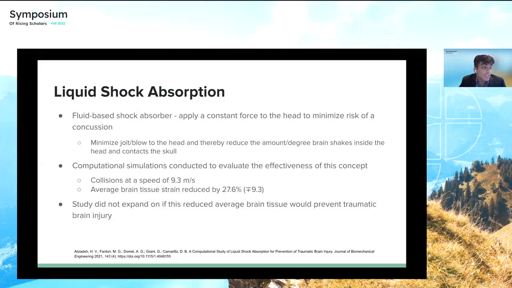The collisions were conducted at a speed of 9.3 meters per second, and average brain tissue strain reduced by 27.6% with a plus or minus error of 9.3%. Further studies need to focus on the actual implementation, and also the study did not expand on if this reduced average brain tissue strain would prevent traumatic brain injury. Overall, this concept is promising, but more studies are needed to prove its efficacy.